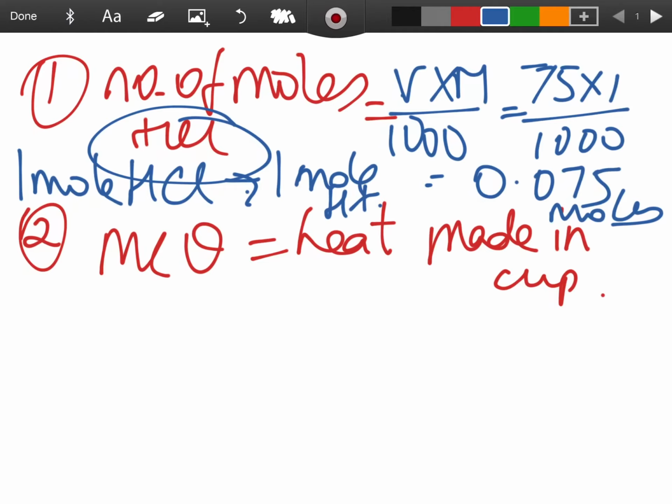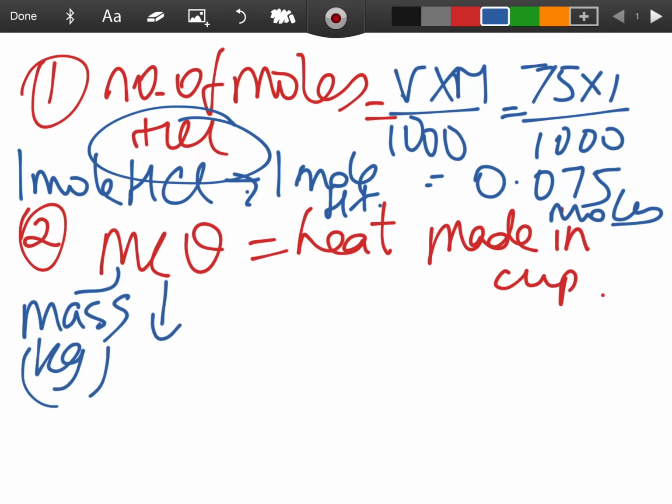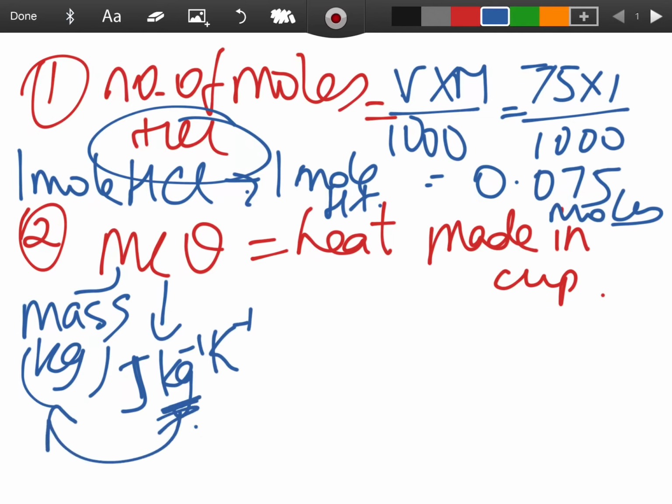So you know that 1 mole of HCl makes 1 mole of H plus ions. We'll come back to that again there at the end. Now, mcθ. So m stands for mass, and that has to be in kgs. c stands for the specific heat capacity, and the units for specific heat capacity are joules per kilogram per Kelvin. So that's why your mass has to be in kgs, because your unit for specific heat capacity would be in kgs. Those of you doing physics are probably more familiar with specific heat capacity.